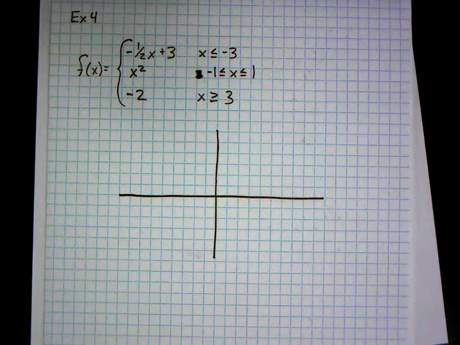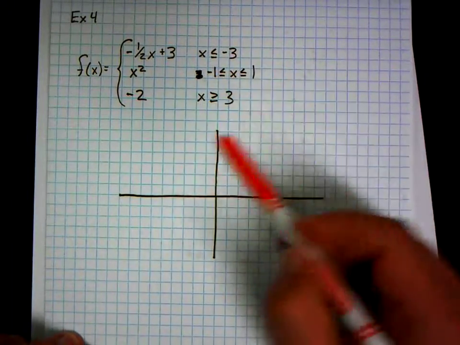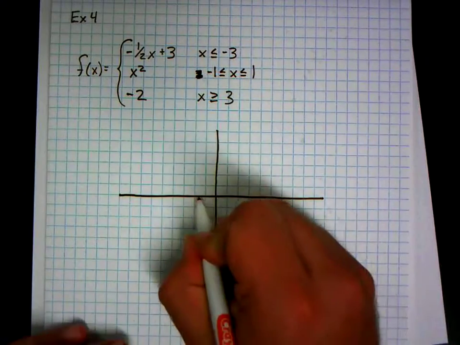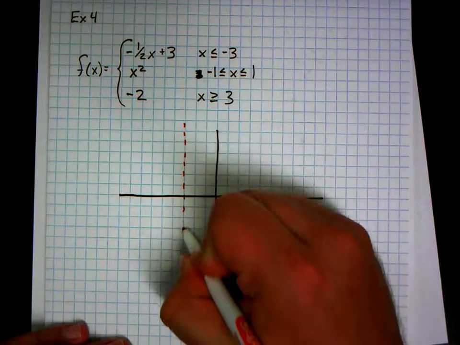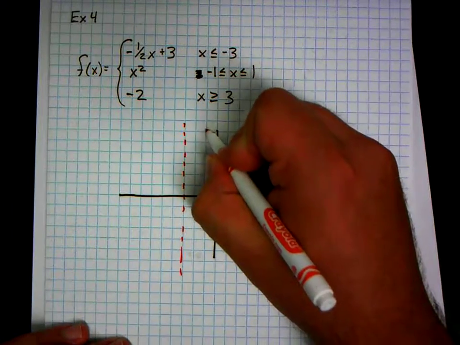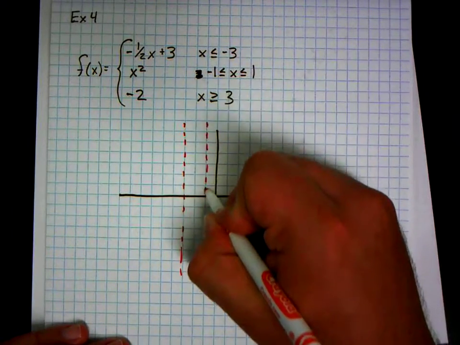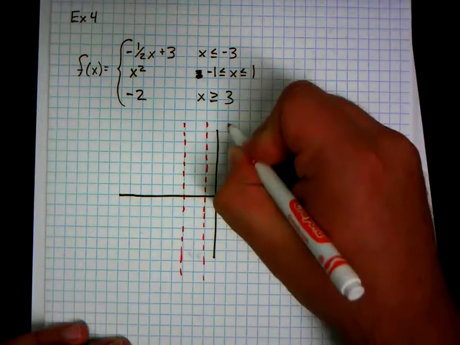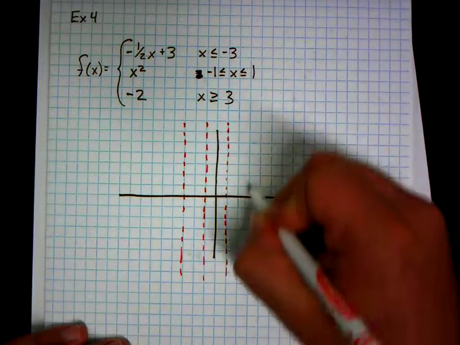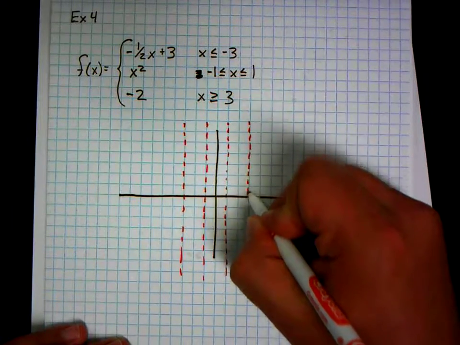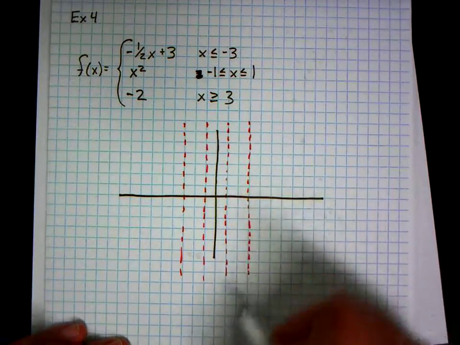Okay, so I have dotted lines at -3, -1, 1, and 3. I put dotted lines wherever I have numbers over here on this side. So that's a lot of dotted lines.